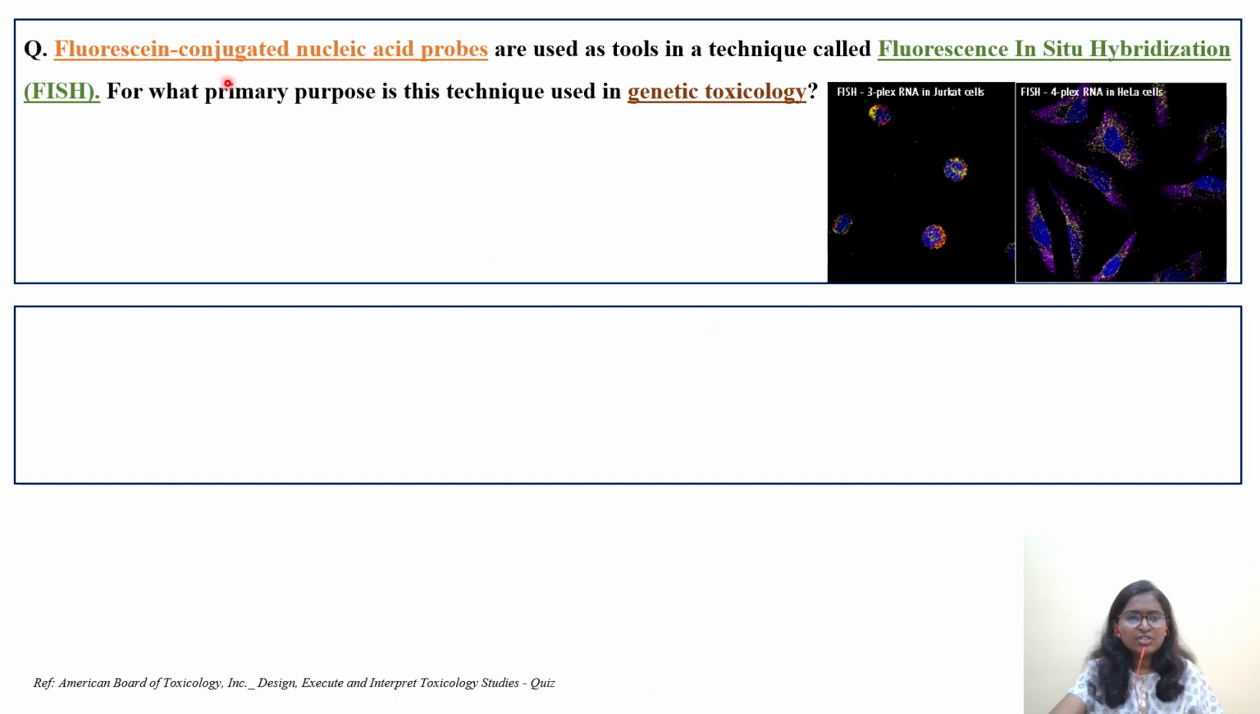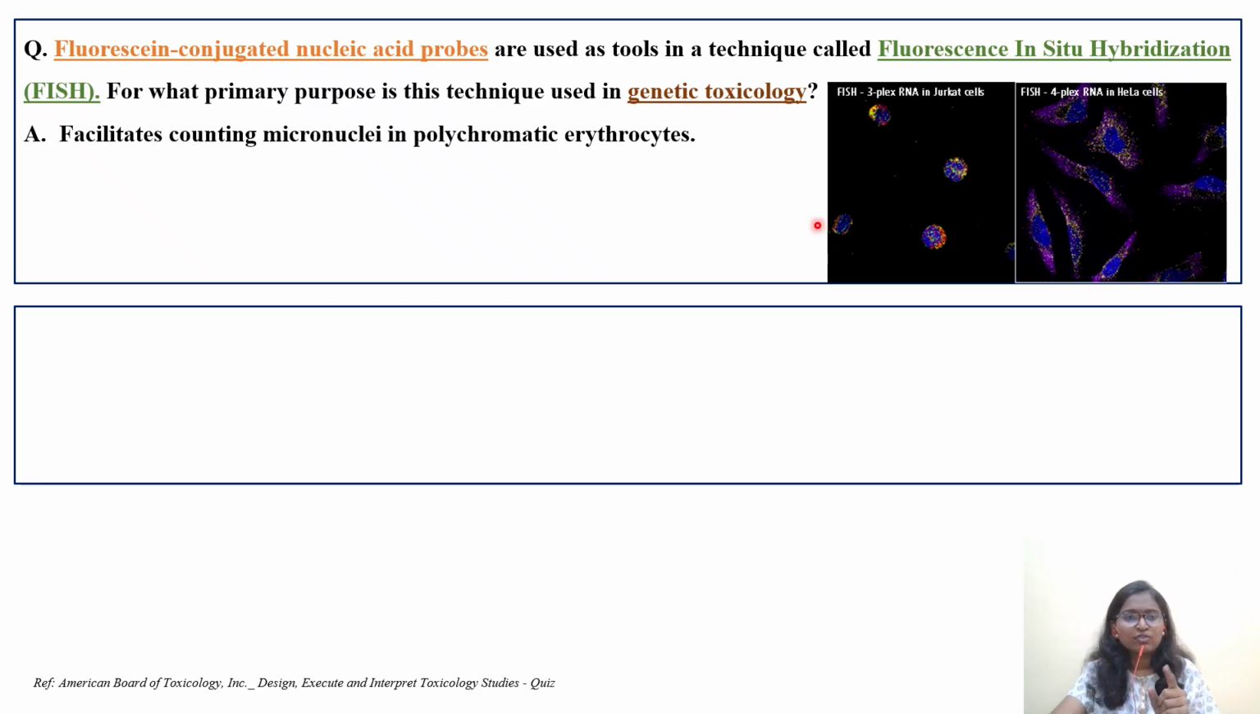Fluorescent conjugated nucleic acid probes are used as tools in techniques called fluorescence in situ hybridization. So in this FISH technique, what are we using? We are using fluorescence conjugated nucleic acid probes. For what primary purpose is the technique used in genetic toxicology? As I said, these assays identify either target organ damage or non-target organ damage. So this question is related to non-target organ damage with genetic toxicology. So let's see what options we have.